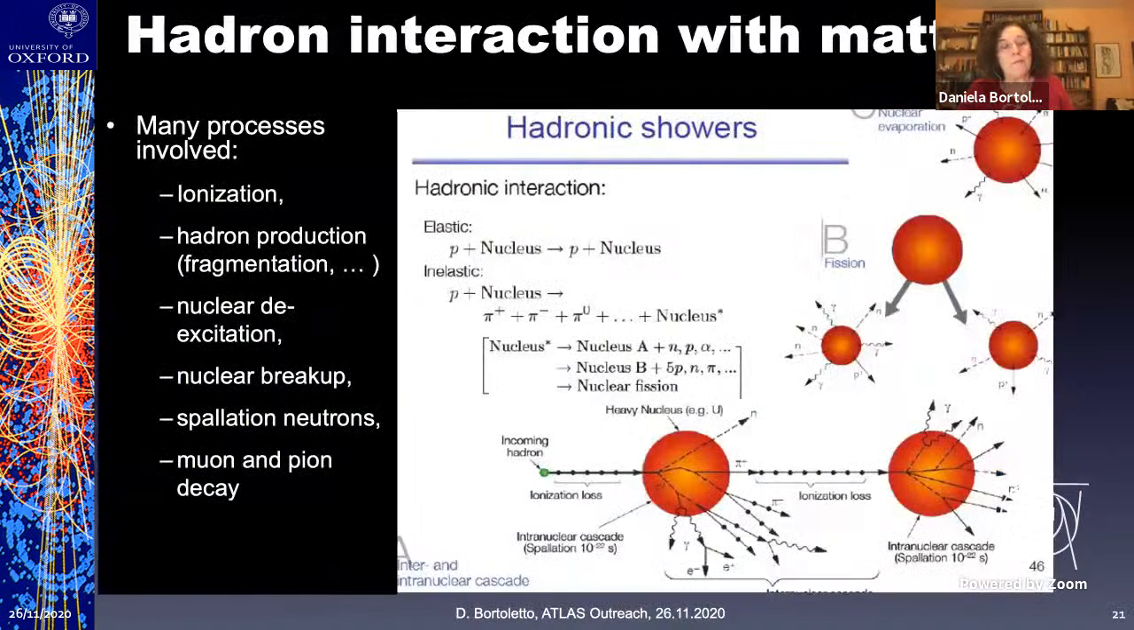for example, a charged particle. If you have a hadron, a particle that is a bound state of quarks, for example like the proton, this is a bit more complex. The hadron can be charged or can be neutral, like the proton is charged, but the neutron is neutral, for example. And so you can have ionization, again, if the particle is charged. But then you can also have the strong interaction. And the strong interaction is really messy. So you see, at the beginning, you have your particle. It will lose most of the energy by ionization if it's charged. And then it can also lose energy by nuclear processes, like hadron production, nuclear de-excitation, nuclear breakdown, spallation neutrons, and muon and pion decay. So there is really a variety of processes. It's a mess. When you have a hadron, you have a messy situation.